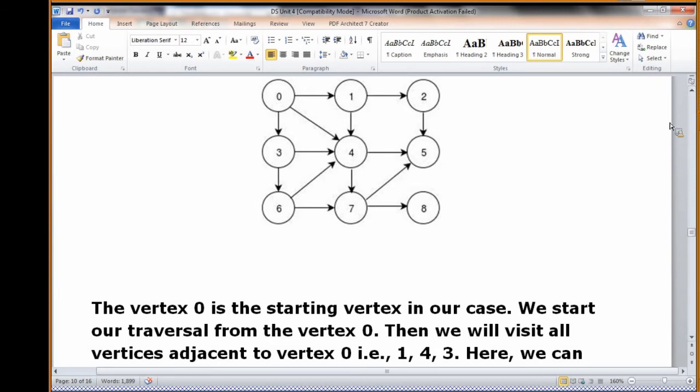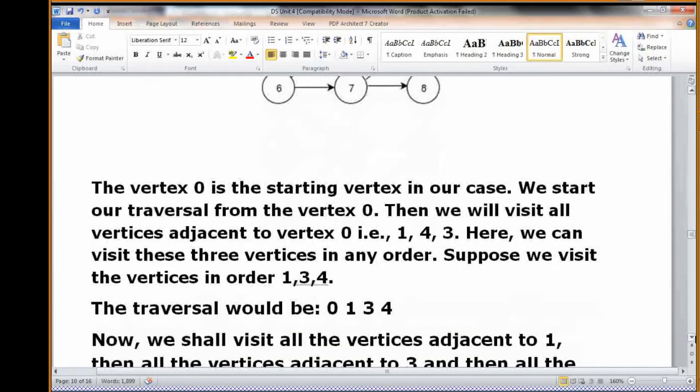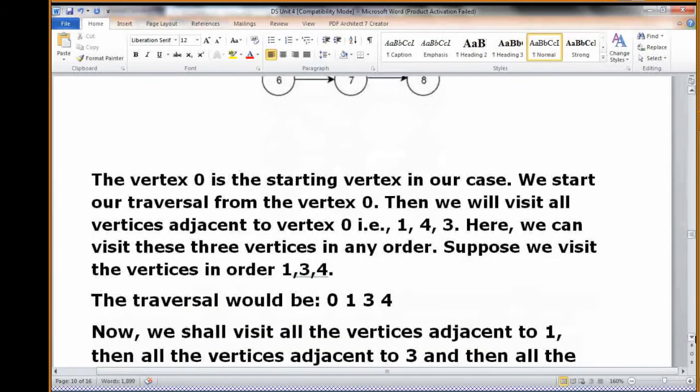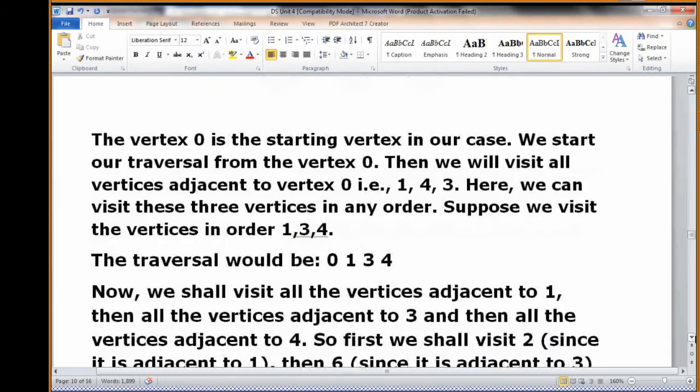So this will be compiled like this. The vertex 0 is the starting vertex in our case, and we start our traversal from vertex 0. Then we will visit all vertices adjacent to vertex 0. What are they? 1, 4, 3. So we will visit 1, next 3, next 4. Here we can visit these 3 vertices in any order. Suppose we visit the vertices in order 1, 3, 4. So the traversal would be 0, 1, 3, 4.